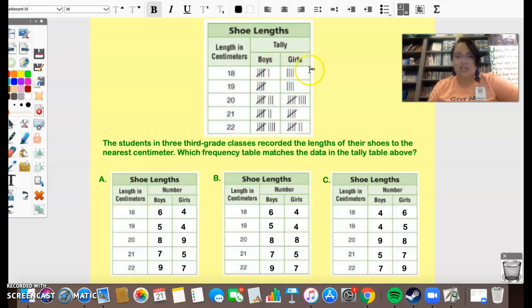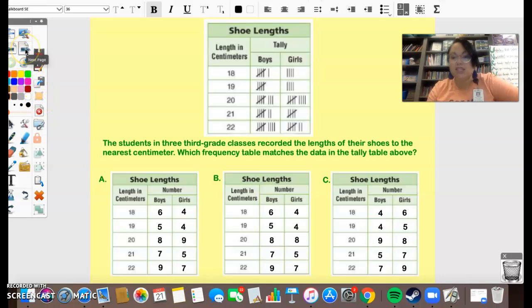So let's see, 6 and 4 girls, 6, 4, 6, 4. Oh, this one's backwards, so it's not C. We can get rid of that. 5, 4, 5, 4, that's the same. Okay, this is what's going to tell us right here. For 20, they have 8 boys, 9 girls. They have 8 boys, 8 girls. So for 20, we have 8 boys, 9 girls. Okay, so the answer would be A, because this is the correct one that matches the data.